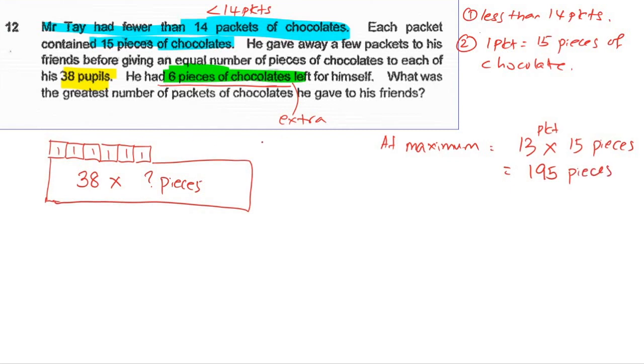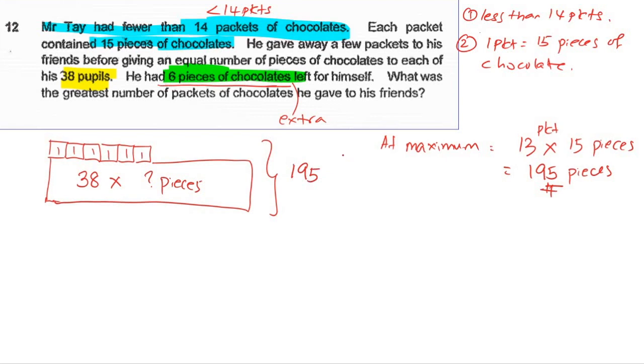Remember for this question, like last time, if one person gets this many pieces, and you have 38 people, you draw 38 boxes here, and then 38 times the number of pieces here, then add back the extra, which will give you the total number of pieces, right? Now, you already have the maximum number of pieces, which is 195.